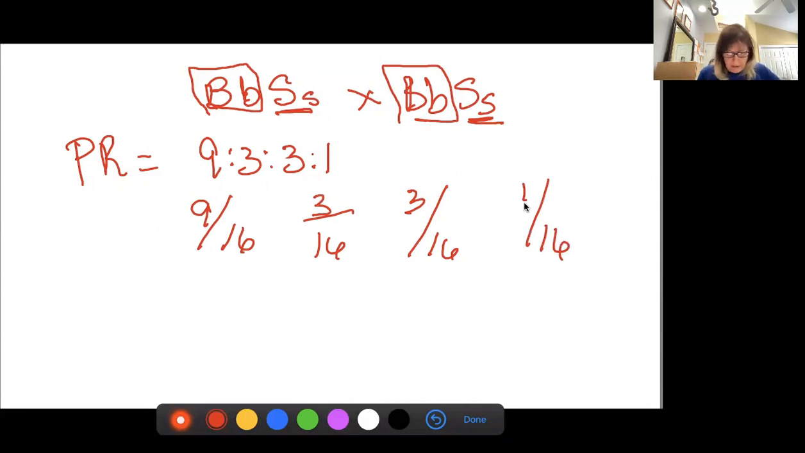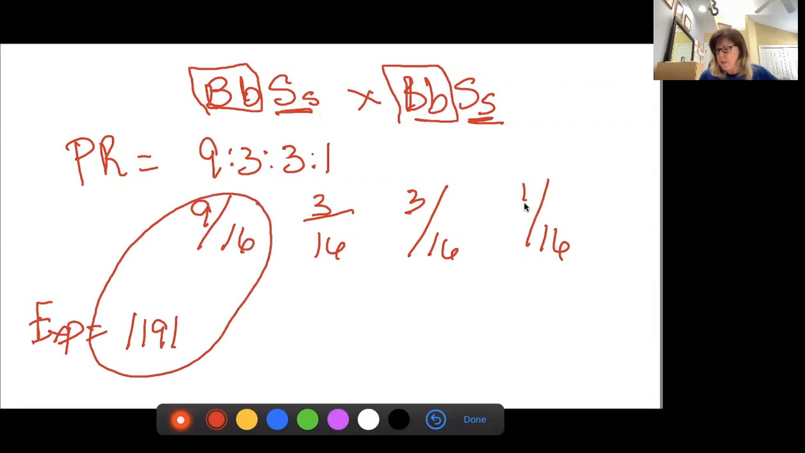So I asked you to figure out the expected, and I gave you the observed. To figure out your expected, what you would do is take how many you got. We got 1,191, and you would take that number and multiply it by each one of these ratios. So I would expect out of 1,191 of these corn kernels, 9/16 of them to be double dominant. So I take 9 divided by 16 and then multiply by 1,191, and that gives me 669.9. So you could round to 670, and I am going to write that in.